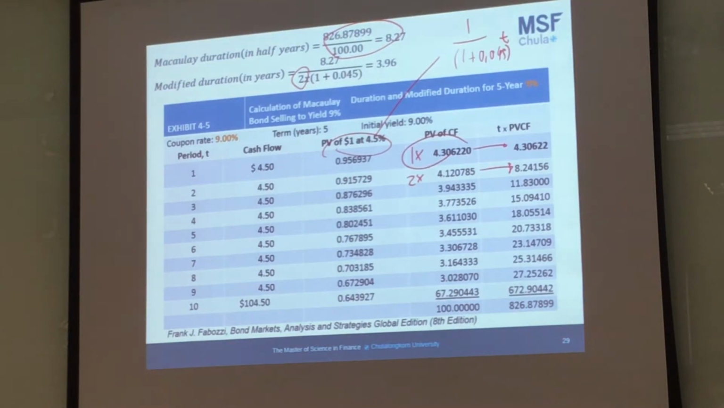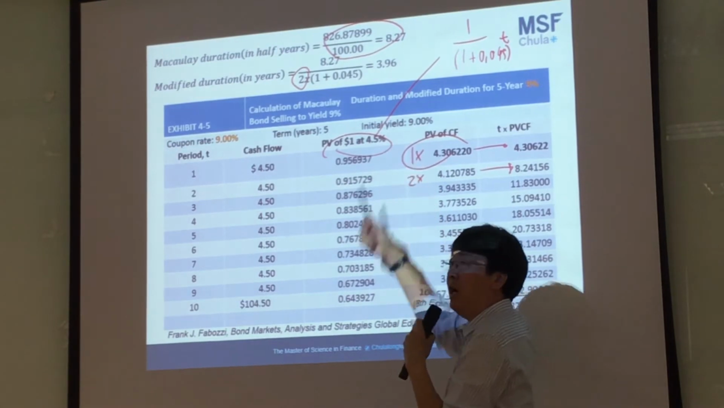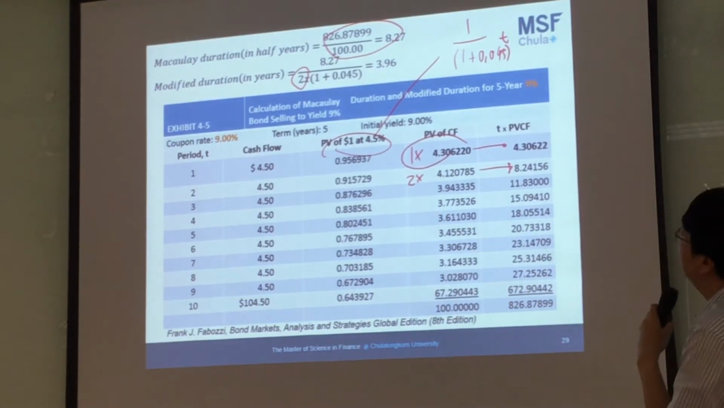And then we divide by 1 plus the current yield, which is 4.5%. So you get the modified duration, 3.96. Okay, so we convert the half year macaulay duration to the year duration, and then divide by 1 plus the current yield, because the initial yield is 9%, so half year is 4.5%, right?